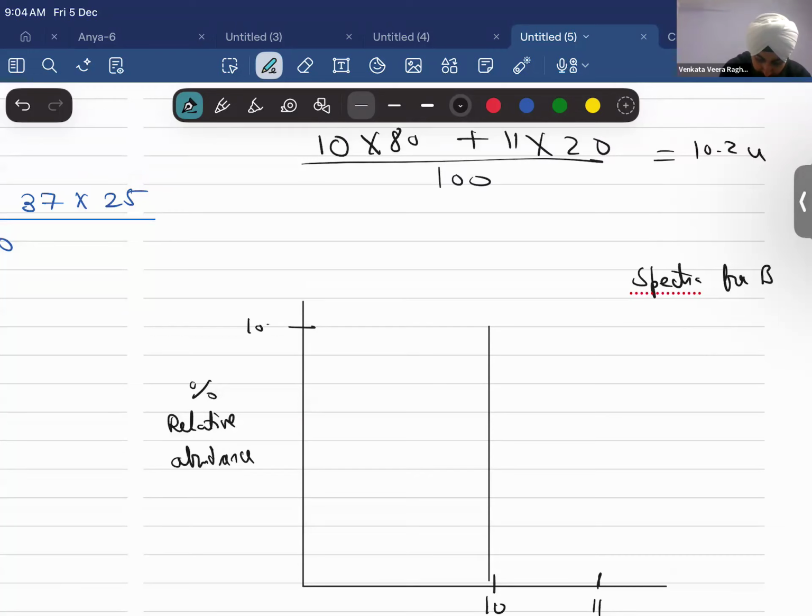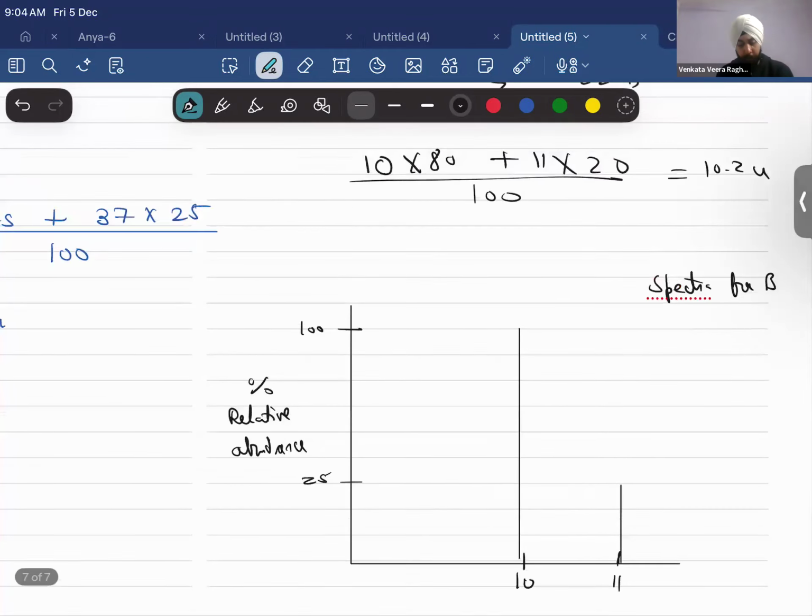So they said that, okay, this is 100. And with respect to that, this is 25. At 11, we are having a peak at 25%. This is the spectra for boron itself, right? So how will you be able to solve this?